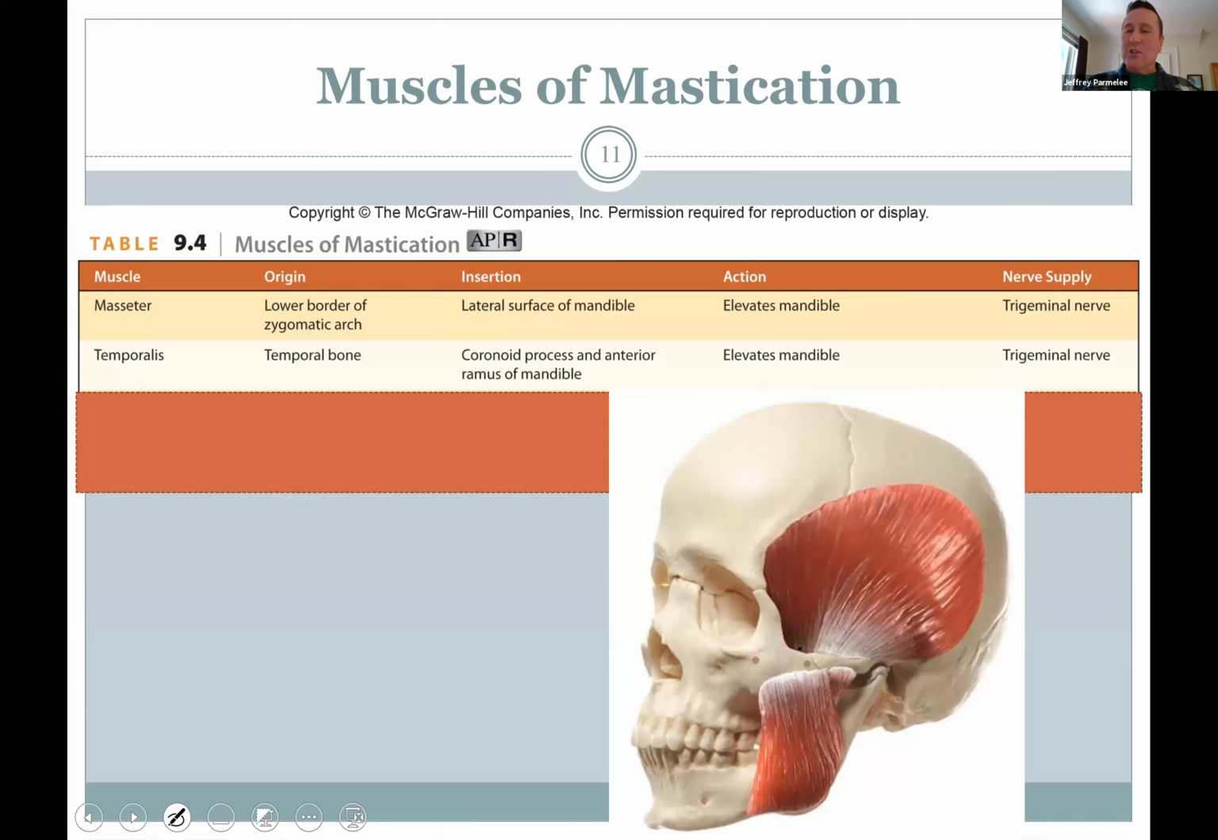All right, mastication or chewing. We have, see, I redacted a couple smaller minor ones, but the big ones I want you to know, make sure you know, is masseter. You feel it here in front of your ear. And then temporalis, you can feel it here.